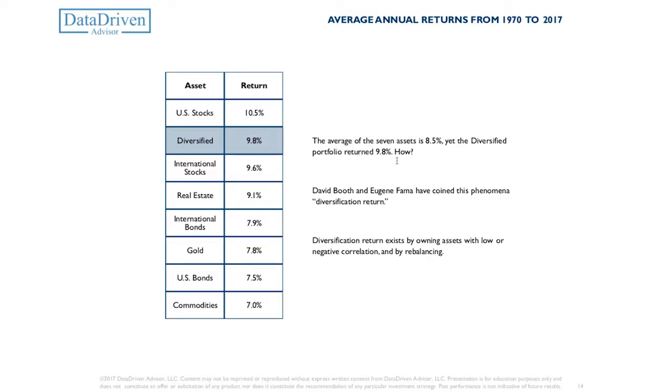How does that happen? Well, David Booth, his name is on the Chicago Business School, and Eugene Fama, he's won a Nobel Prize. They looked at this and they coined this phenomenon, diversification return. It's the extra return you get merely by owning assets which act differently and by rebalancing.